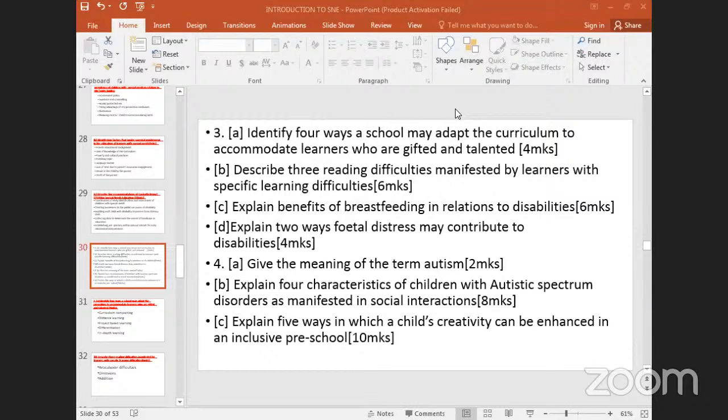But if you have the point from there, then now you can say that learners with specific difficulties most of the times omit some words or letters while reading. Remember, you are giving a description of these reading difficulties that may be manifested by such learners. So thank you very much. Someone else?